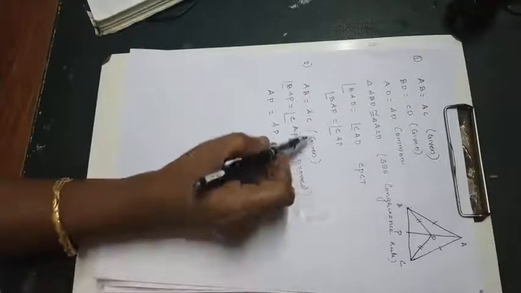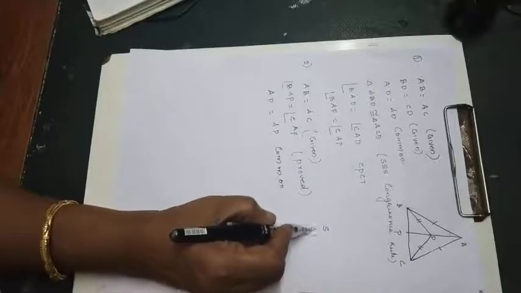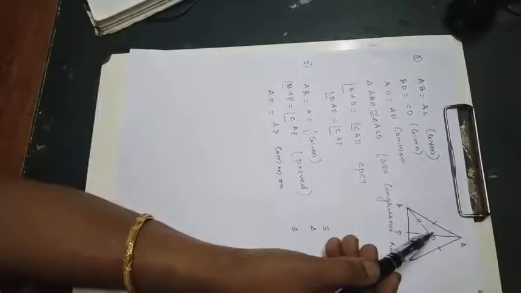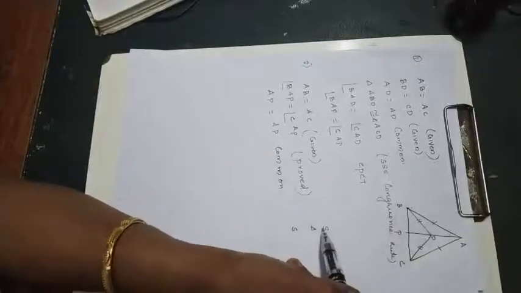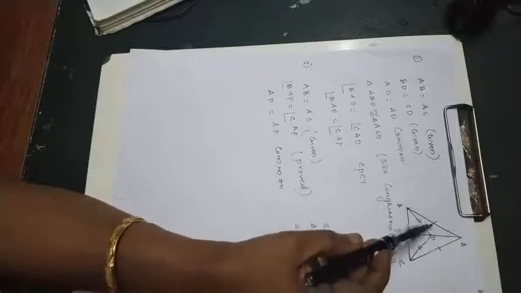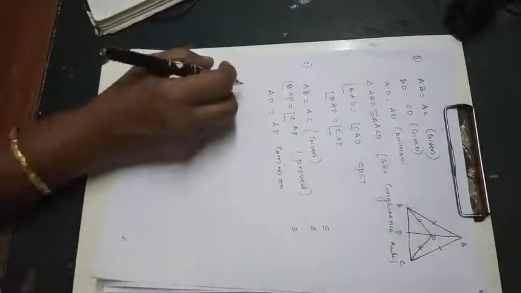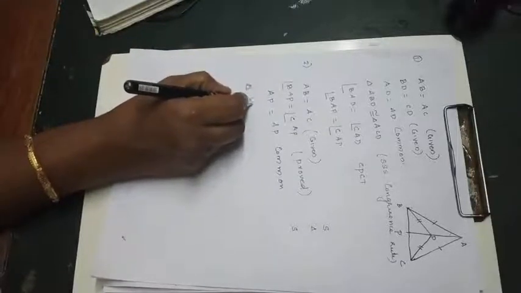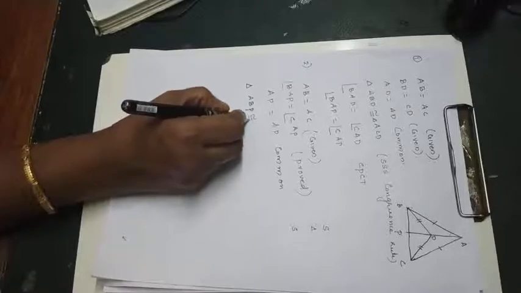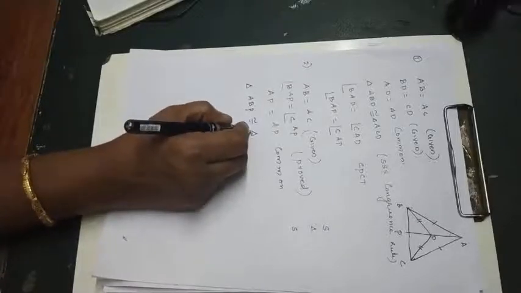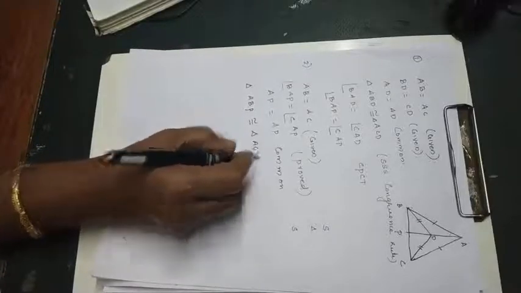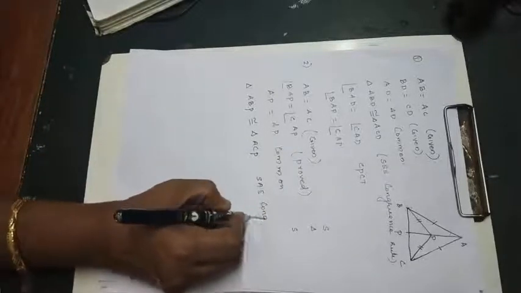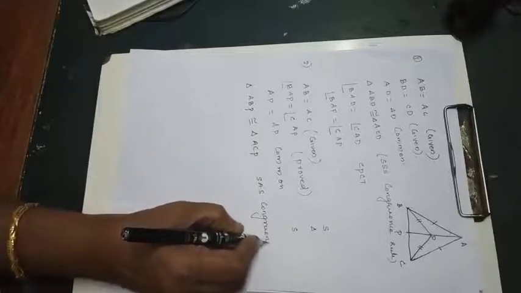Now look here, one side, angle and another side, that angle is the included angle, it comes in between these two sides. So by the SAS congruence rule, these two triangles are congruent. So triangle ABP will be congruent to triangle ACP by SAS congruence rule.